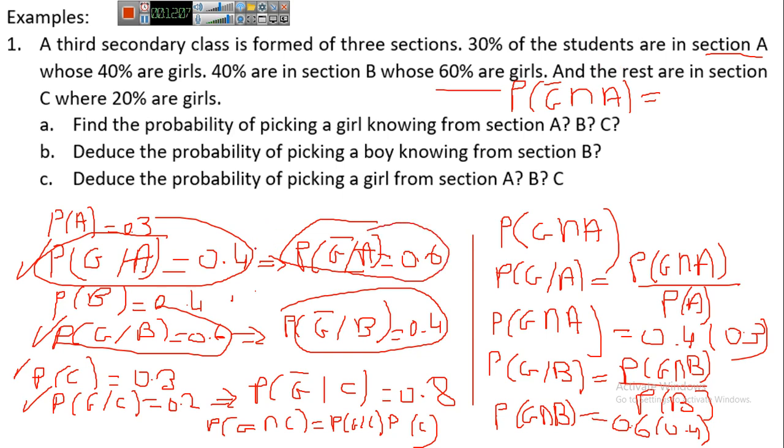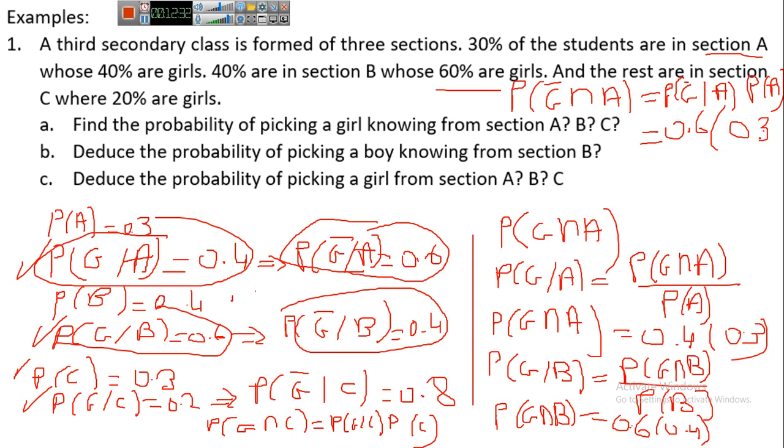So that's why I always write the complement of the problem, it's better. So I say it's P of G bar knowing A times P of A. So what will be the answer? It will be 0.6 times P of A, which is 0.3.